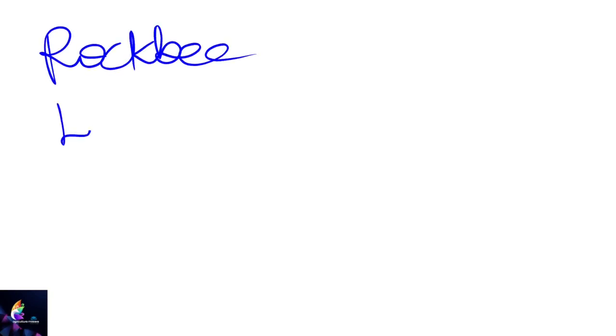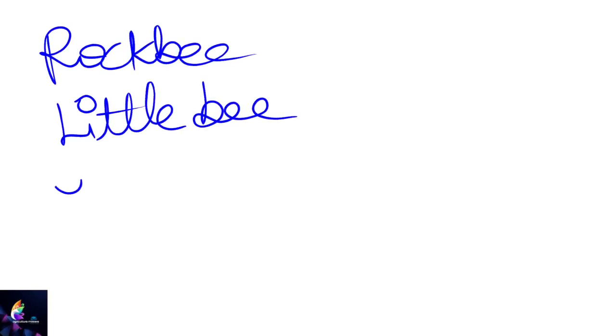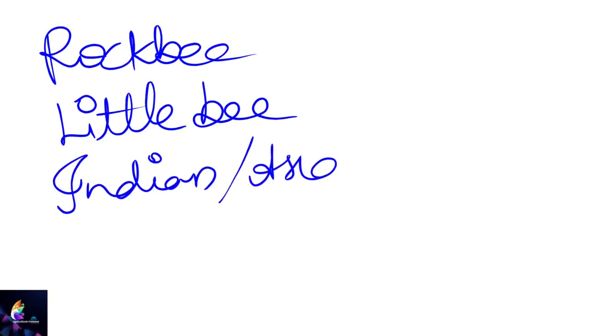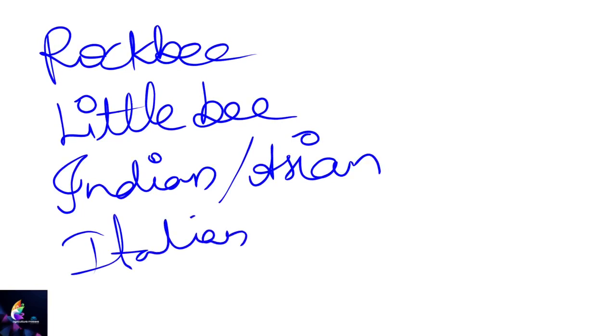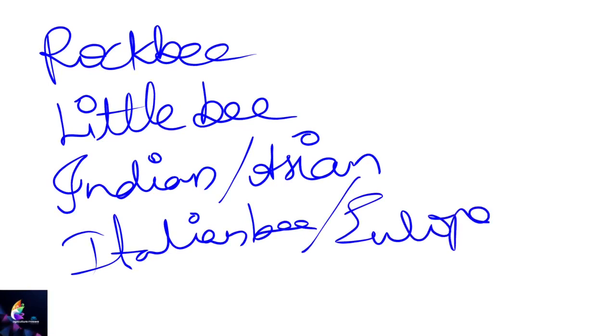And then coming to the important species of honeybees. First, rock bee, then little bee, and then Indian bee or Asian bee, and then Italian bee or European bee. These are the most important types of honeybees.